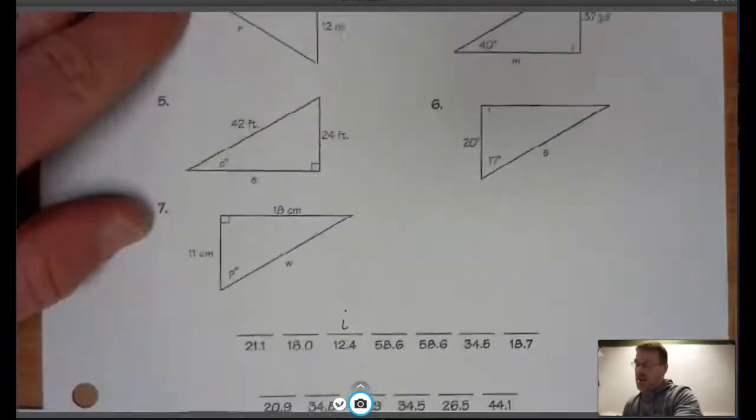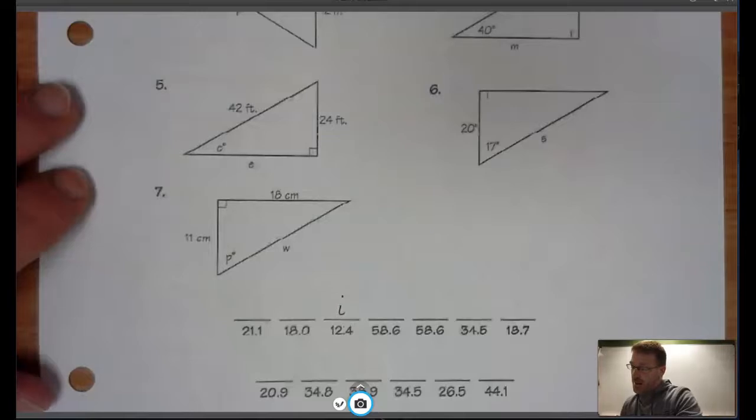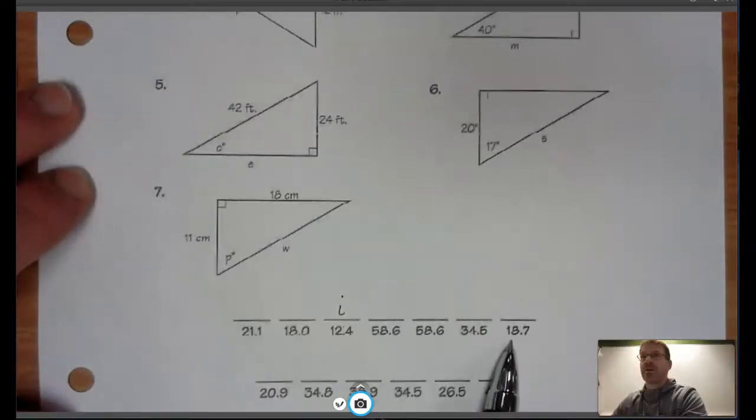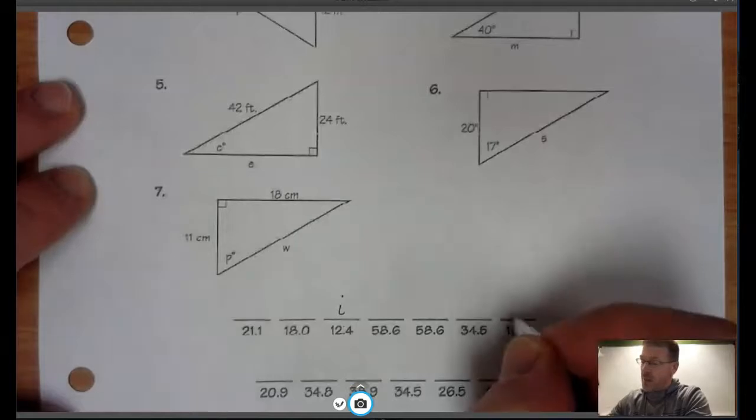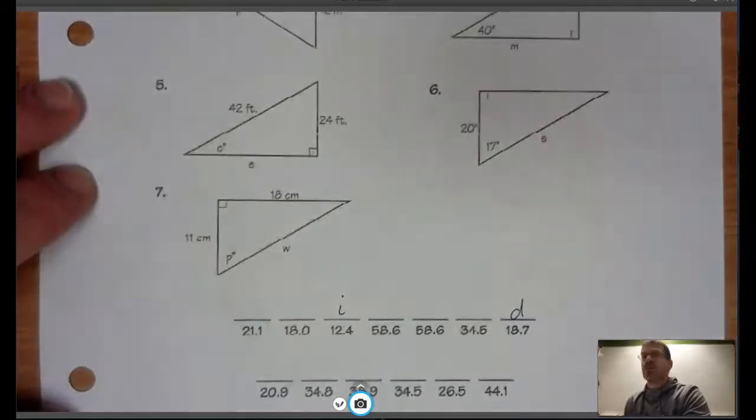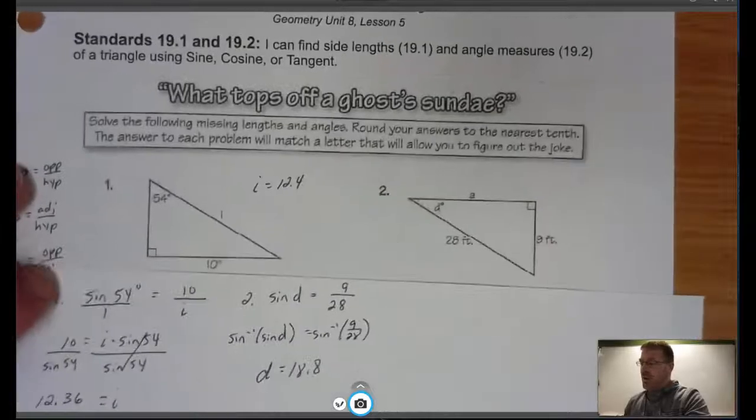So let's see if we have an 18.8 down here. I think our 18.7, so it's probably this one. So we'll put a D right there. I wasn't sure how far out they were rounding. Okay, so now let's talk about A.